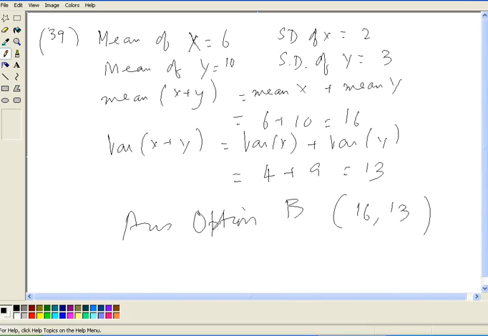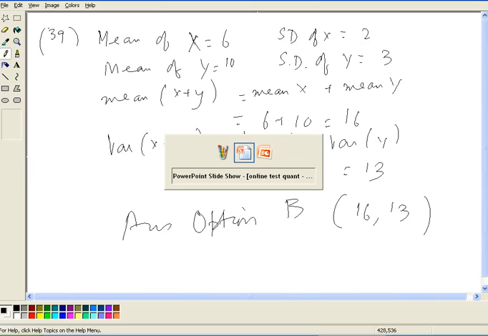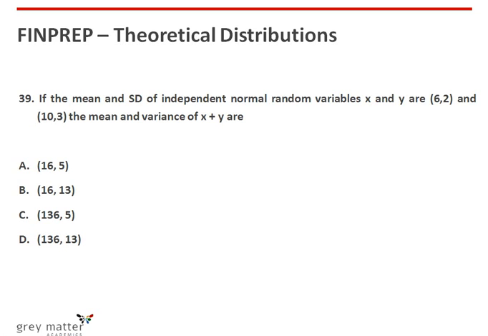Now variance, we know that variance of x plus y is variance of x plus variance of y, but variance of x is nothing but standard deviation of x whole squared. So it is 2 squared, which is 4. Similarly, standard deviation of y whole squared will be 3 squared, which is 9, so it is 13. So the answer is option B, which says 16 comma 13. Going to our PowerPoint presentation, it is option B, which is 16 comma 13.